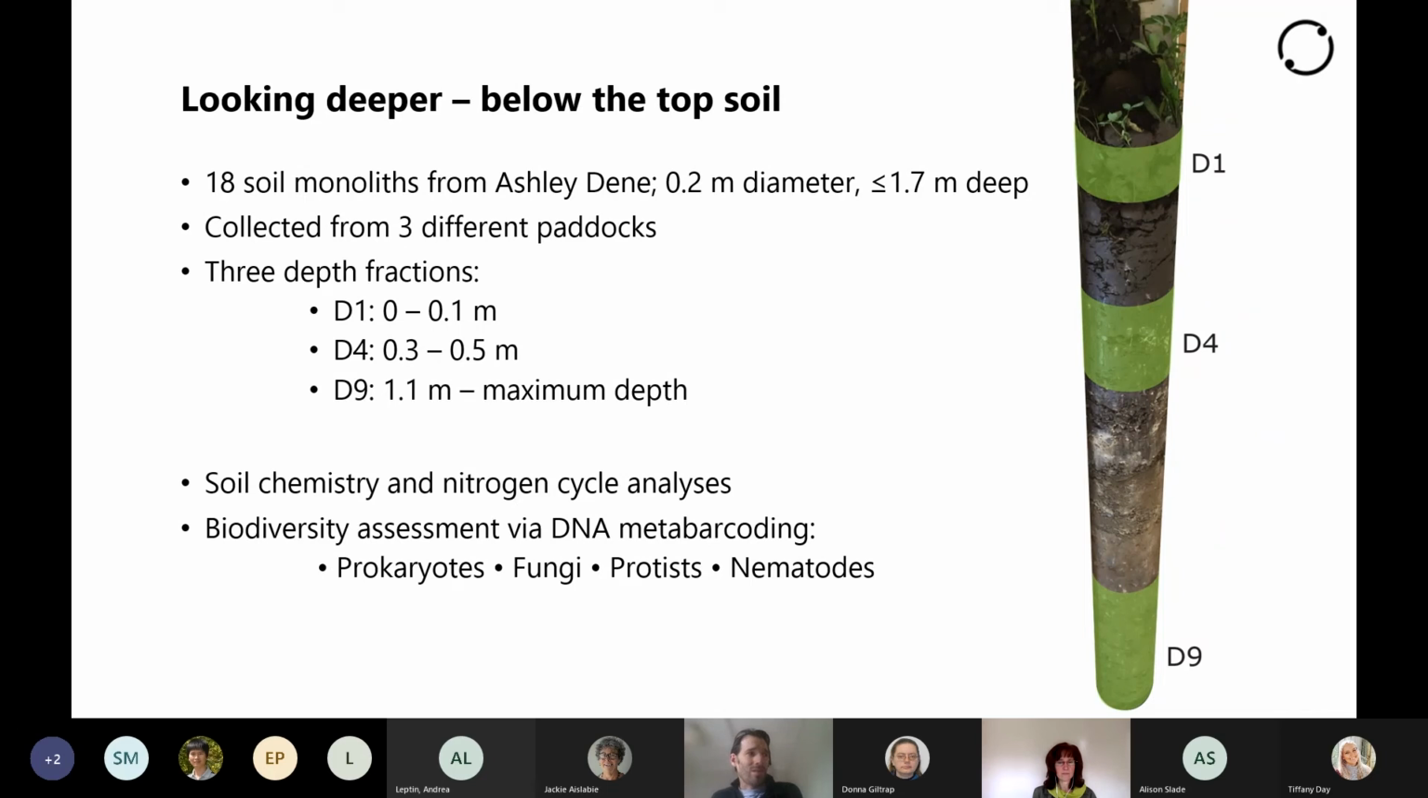Then on each of these samples, a variety of soil chemistry and nitrogen cycle analyses were carried out, and we also did biodiversity analyses via DNA metabarcoding for prokaryotes, fungi, protists, and nematodes. At this point, I think Gwen is going to tell you about the nitrogen cycling at different depths, and after that, I'll talk about the biodiversity analyses.